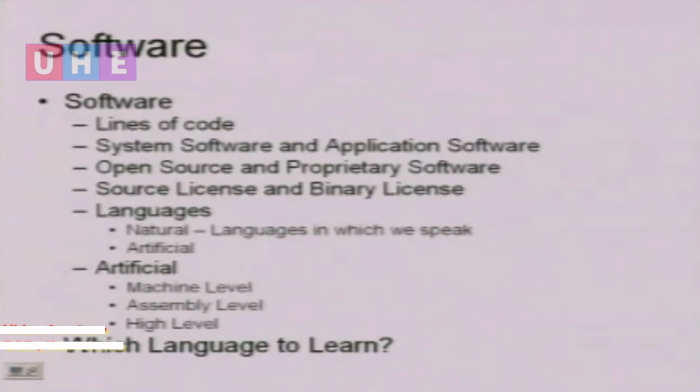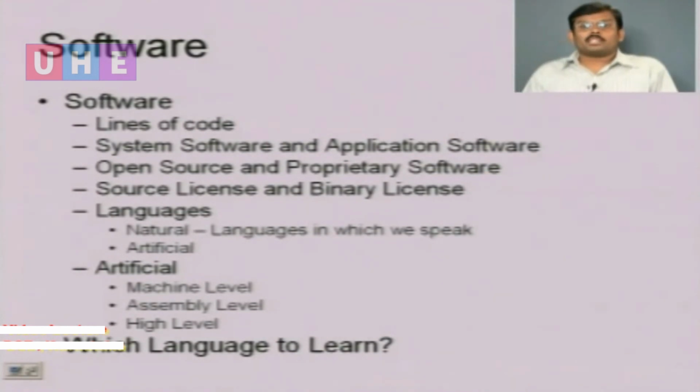Okay, so when you are purchasing the license of a software, when you are purchasing a game, for example a word processor, you can purchase it in two ways. One is called a source license, the other one is called a binary license. The source license will cost you 10 times compared to the binary license.